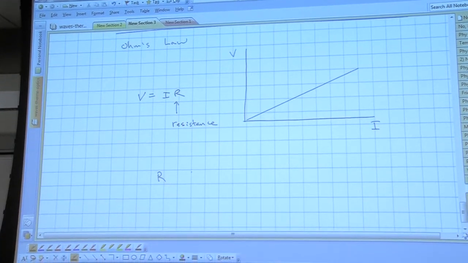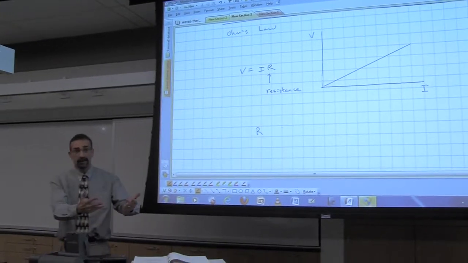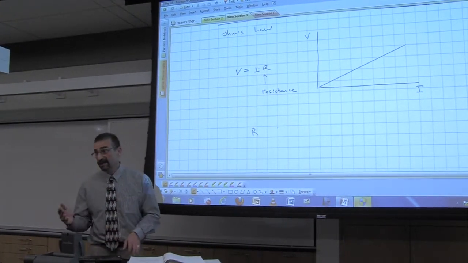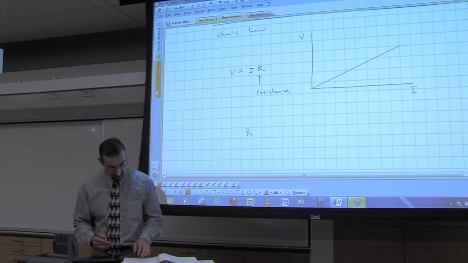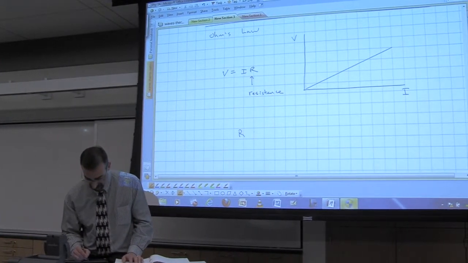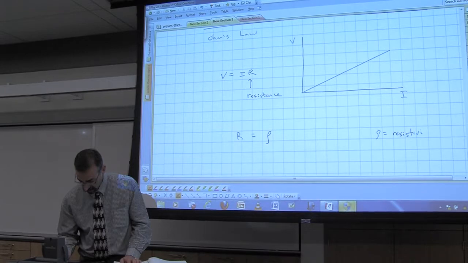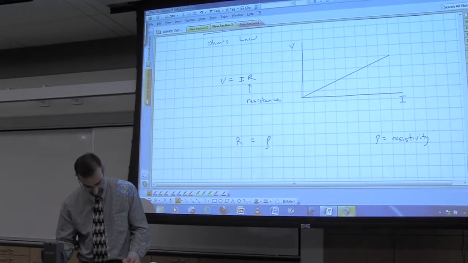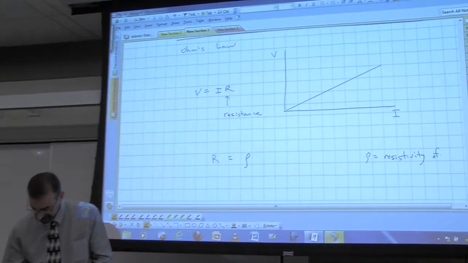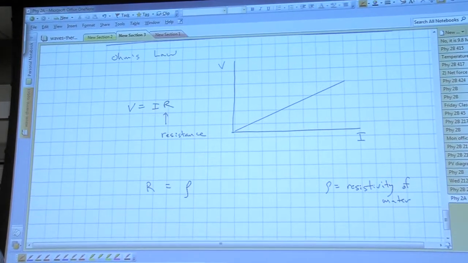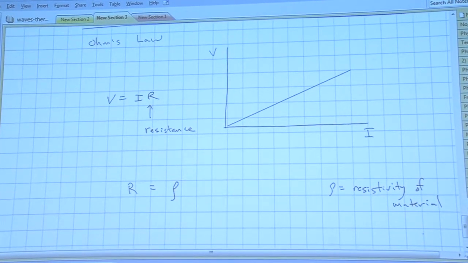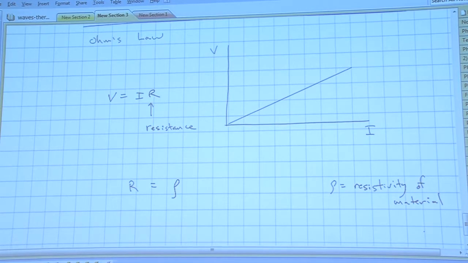Some materials, the charges might be able to move through very easily. Some materials, not so easily. So that would be our resistivity. Okay, that depends on the material. What else might it depend on?